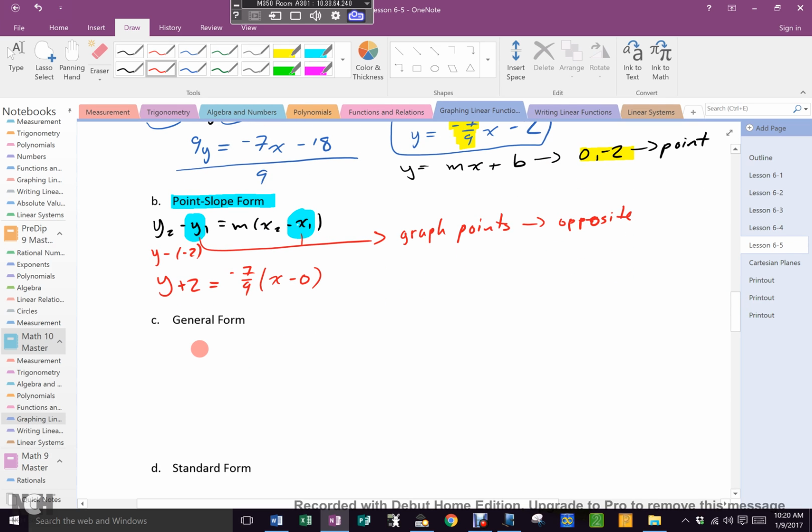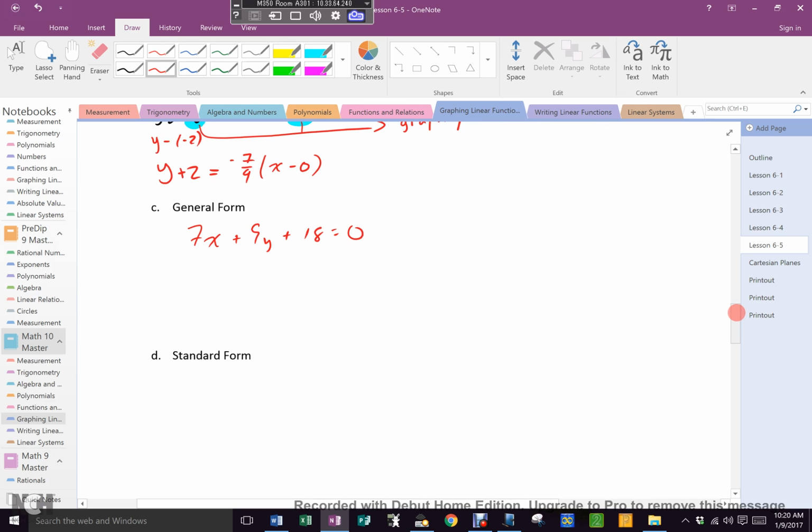General form. Am I already in general form? Of course I am. So I don't have to make any changes there. It's just 7x plus 9y plus 18 equals 0. What about standard form? 7x plus 9y equals negative 18. Now, all of these look very similar except point slope form, yes?